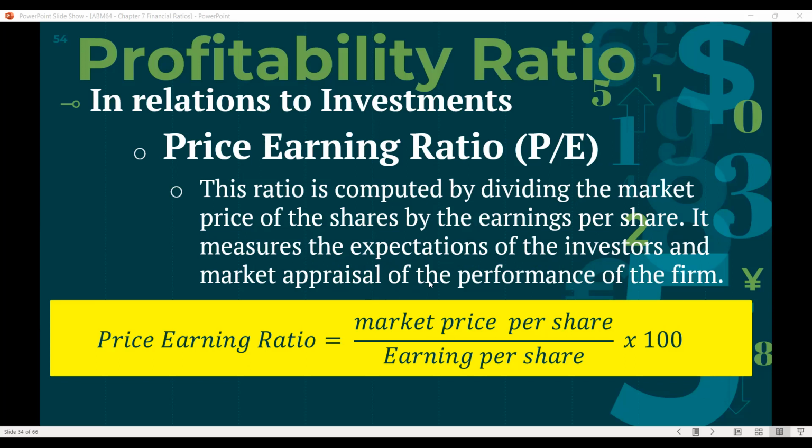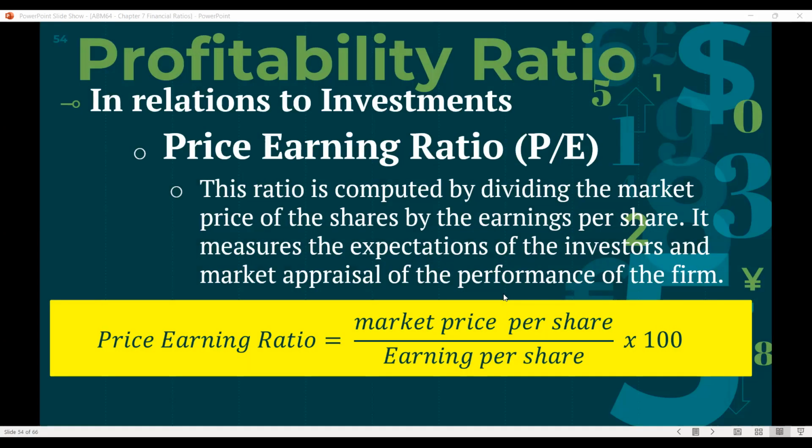So this focuses on the market price: the market price per share of the shareholders' investment over the earnings per share of the whole organization, based on the market price and on the earnings gained by the organization. So that's the price earning ratio. Based on the prices, how much is the gain. You just need to multiply it by 100 so you can get the percentage of this ratio.